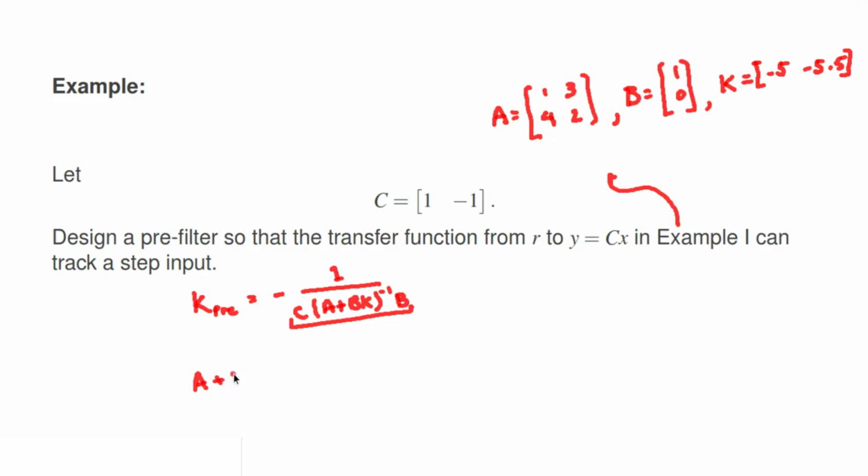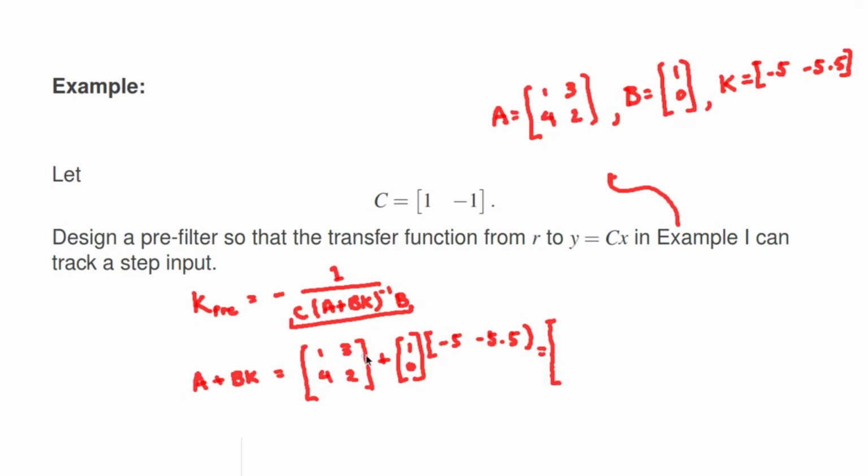Well, A plus BK is equal to [1, 4; 3, 2] plus B, which is [1; 0], multiplied by K, which is [-5, -5.5]. And this whole thing is equal to, in the 1,1 position, 1 minus 5, which is -4. And then 3 plus 1 times -5.5, which is -2.5. And then this is 0 and 0 here, so then we just keep 4, 2 along the bottom. And we need to find the inverse of this matrix. So how do we find the inverses of 2 by 2 matrices?